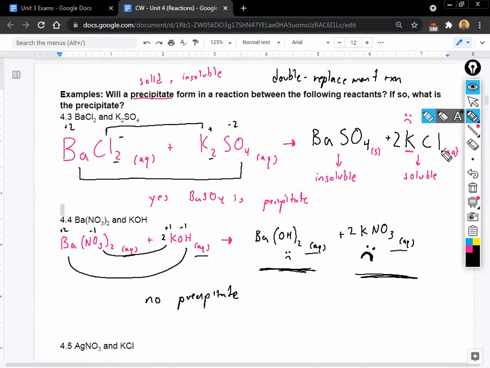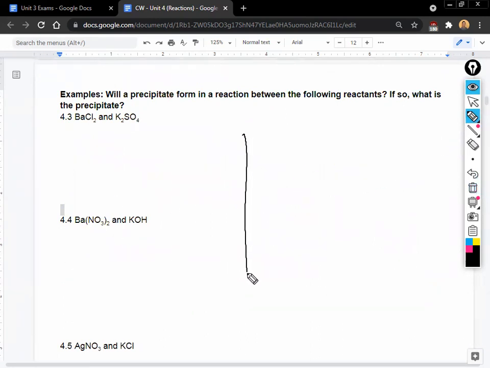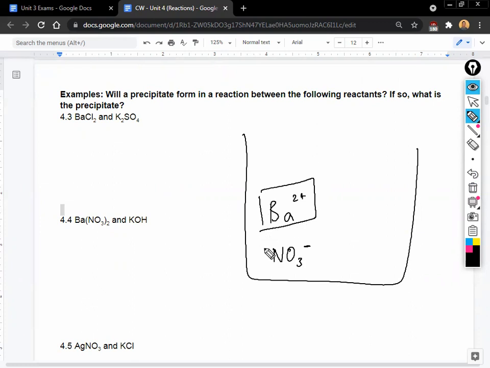So in that situation, if we take a look at this container, let's say we have a container and I put in barium nitrate. We said earlier that the water breaks apart these ionic compounds, because one side is positive, one side is negative. So barium nitrate, when you put an aqueous solution of it in, they're not stuck together. They're kind of on their own like this. And then potassium hydroxide, same thing. It's kind of just hanging out by itself.